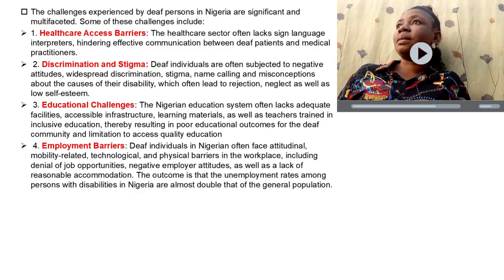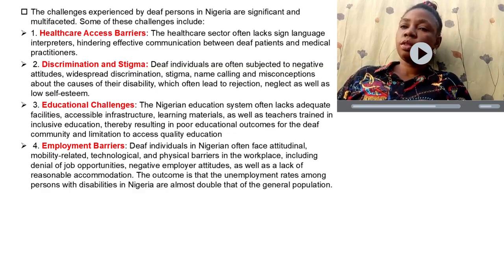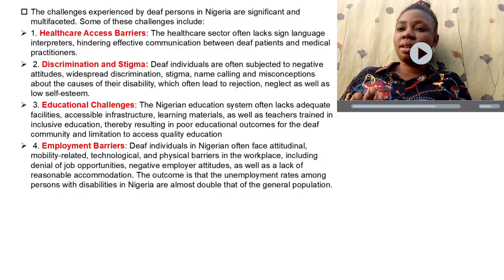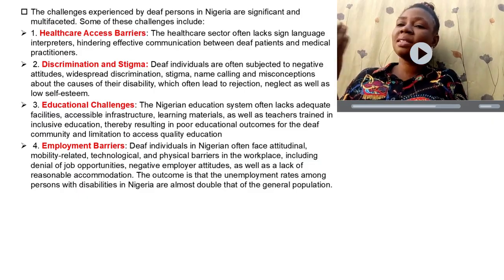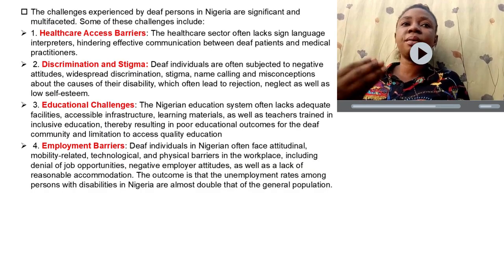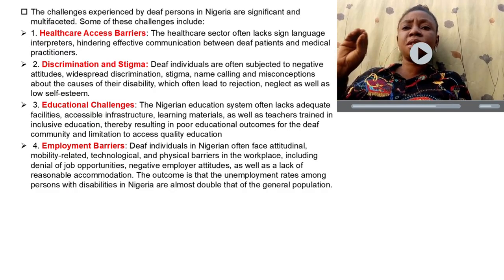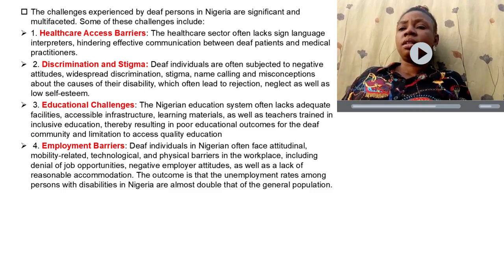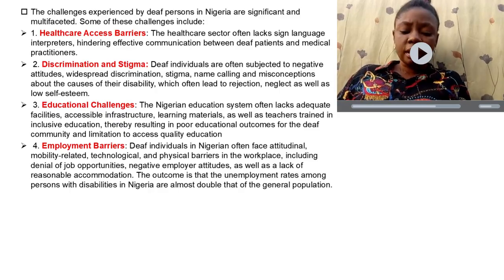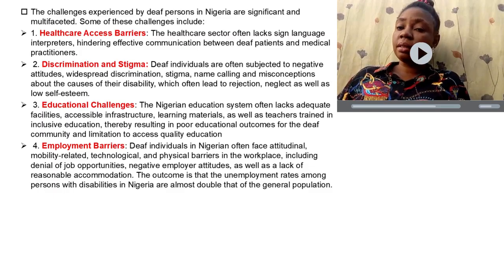Because if a deaf person doesn't go to school, just imagine, how will he acquire the basic literacy skills? How will he acquire literacy? How will he even be able to communicate using sign language? So you can see that the educational challenges is something that really needs to be addressed. And then we'll talk about the employment barriers.